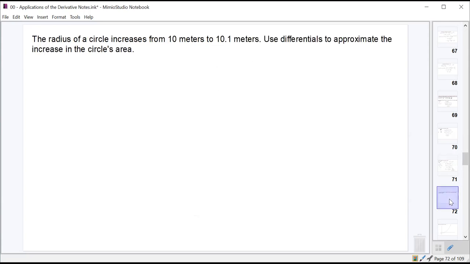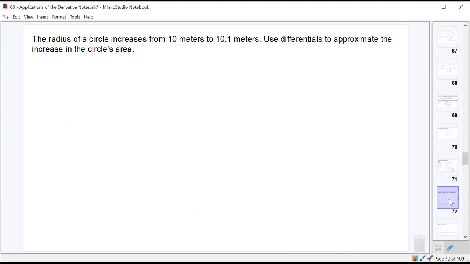We can also take this idea and apply it to, well, not really a real world situation, but almost a real world situation. We have a circle that has a radius of 10, and it's increasing from those 10 meters to 10.1 meters. So without actually calculating what the original area was and the new area was and finding that exact increase in the area, we could use a differential to approximate that value.